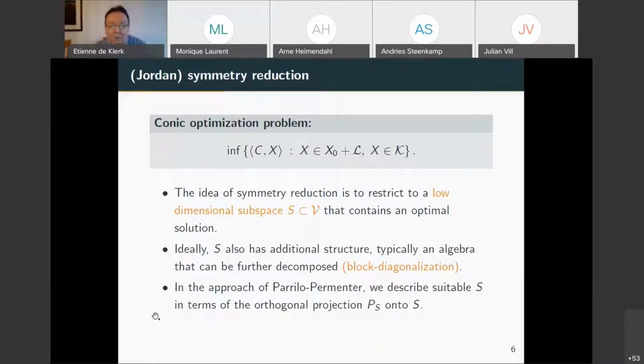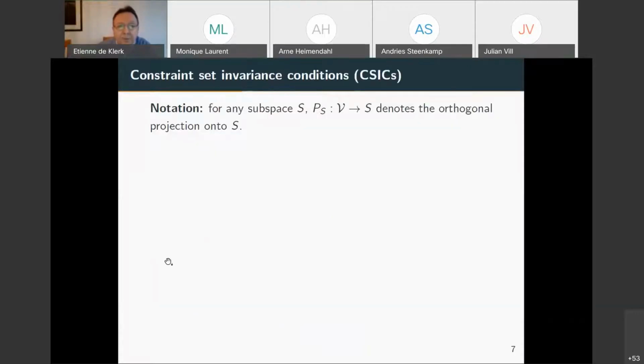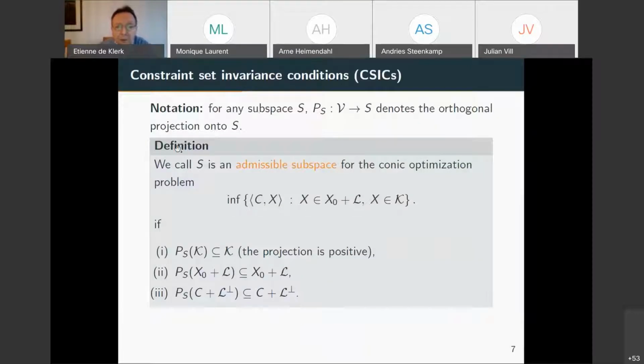Okay, so now I want to discuss a little bit more detail about the approach of Permenter and Parrilo. We're going to find such a suitable subspace S, and the discussion is going to be framed in terms of the orthogonal projection onto S. So P_S always stands for the orthogonal projection onto the set S. Again, just the notation of the orthogonal projection.